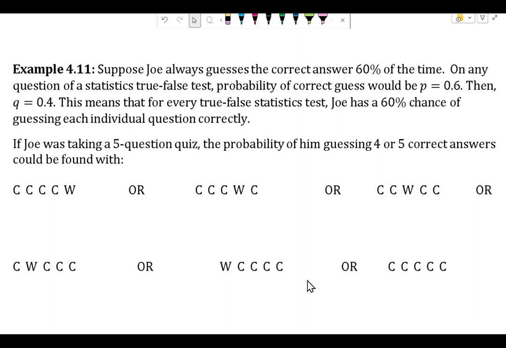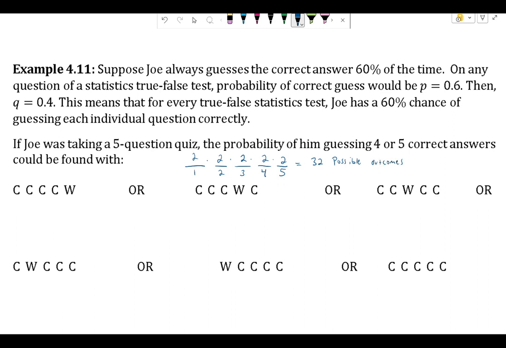Now there's a whole bunch of outcomes that we could have here. For the first question, we could have 2 outcomes, either correct or incorrect, where I used the letter W for wrong. On the second question, we have 2 outcomes. On the third question, we have 2 outcomes. On the fourth question, we have 2 outcomes. On the fifth question, we have 2 outcomes. By the fundamental counting principle, that means we have 2 times 2 is 4, times 2 is 8, times 2 is 16, times 2 is 32. 32 possible outcomes for guessing on a 5-question test.